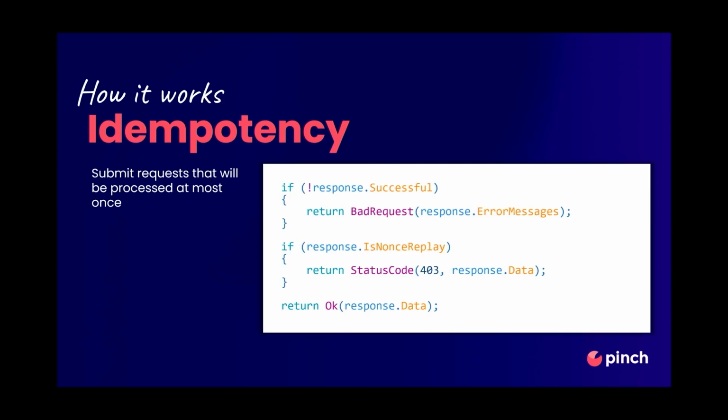In this case, it's very similar to the result pattern. I've just got one extra property in there, which is an idempotency nonce replay. And if there is a nonce replay, go ahead and give a 403 forbidden. I just picked a code, doesn't really matter. And pass the data back as well so they can continue.